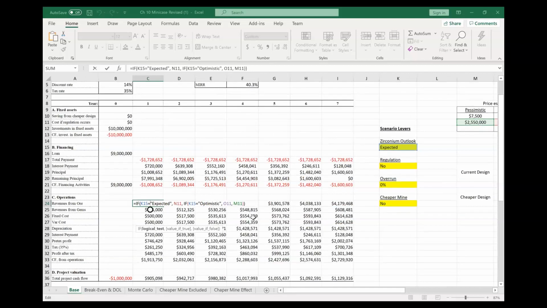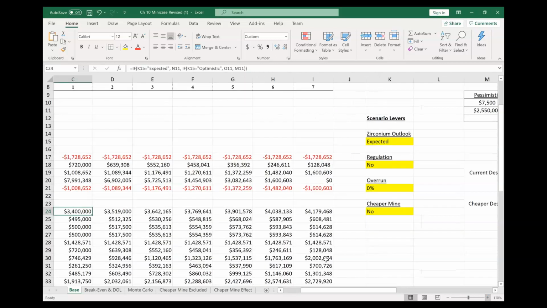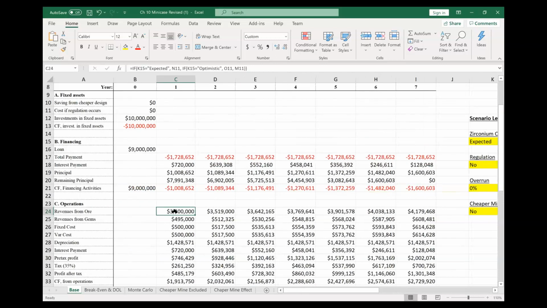The first thing you have to do, because there are 3 possible cases, not 2, is use the if statement. I will make this a little bit bigger so that you guys can see it better. So when we go to the if statement, this is the conditional statement, and the condition is provided in the cell K15, right? So if what Excel shows in K15 is equal to expected.